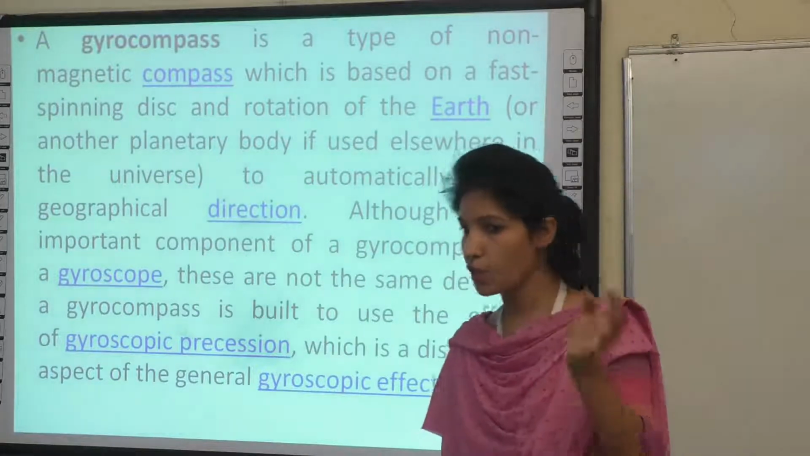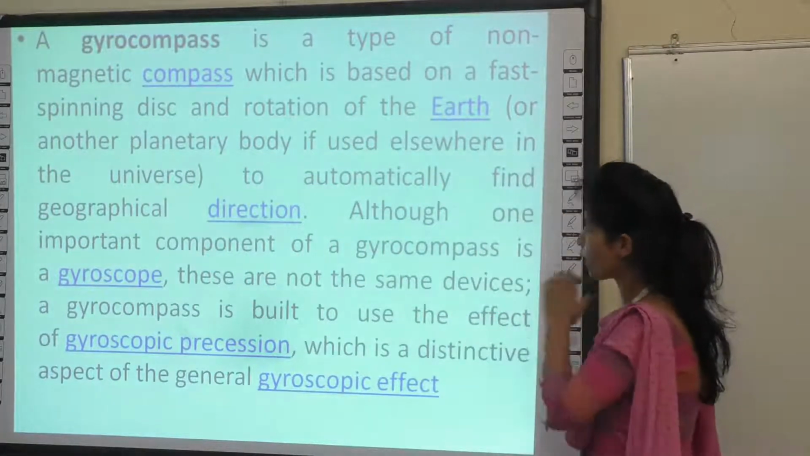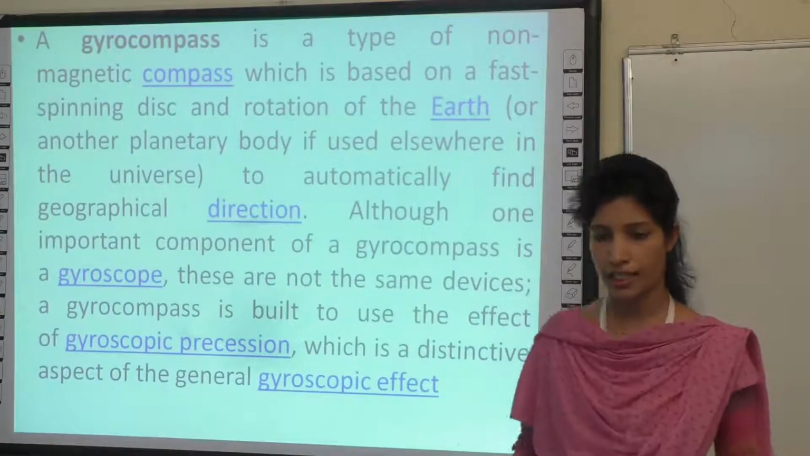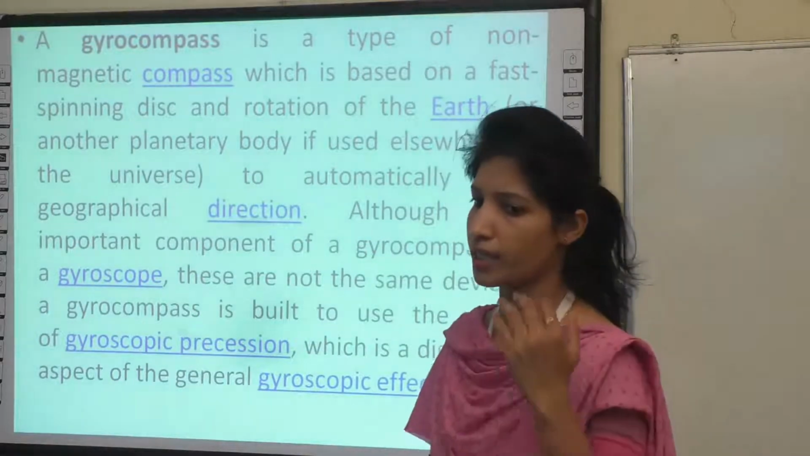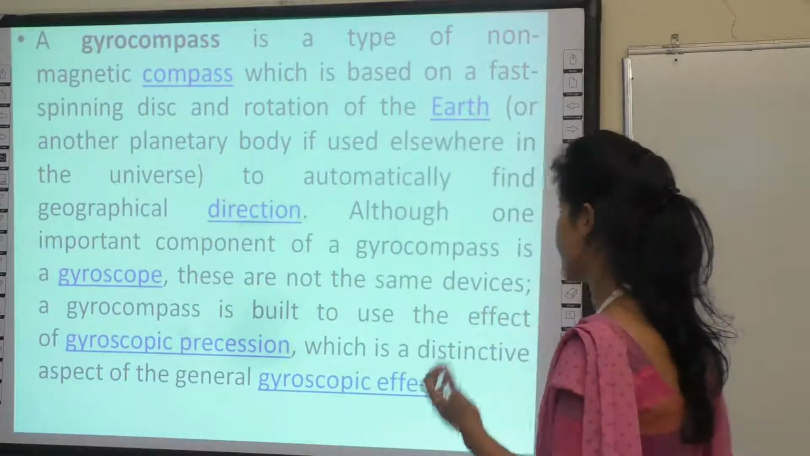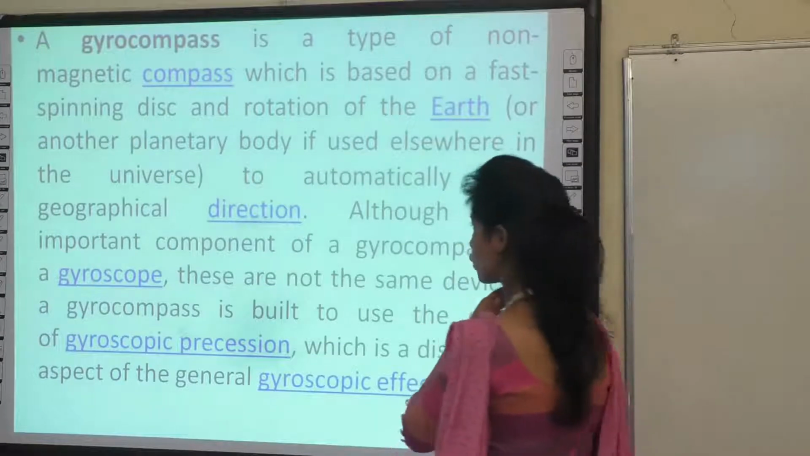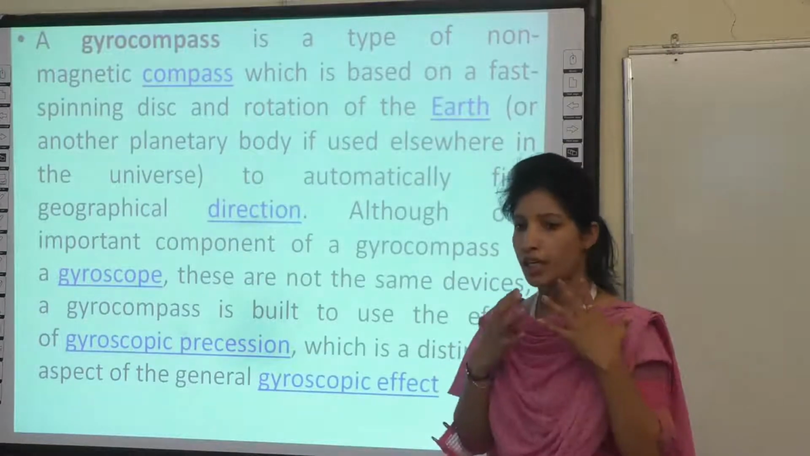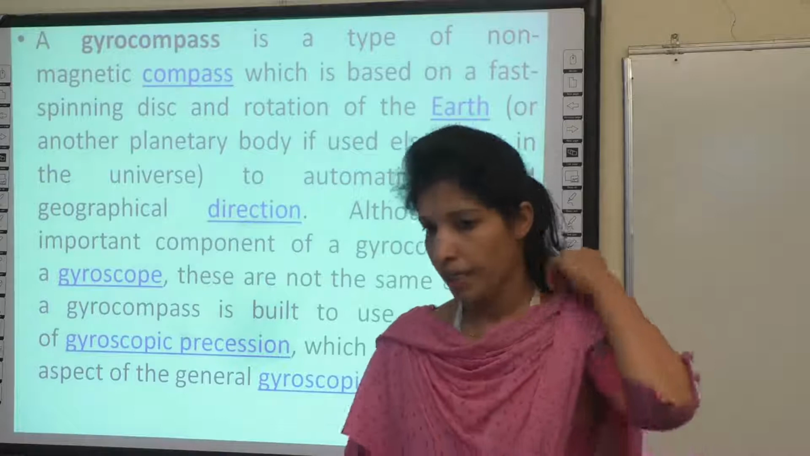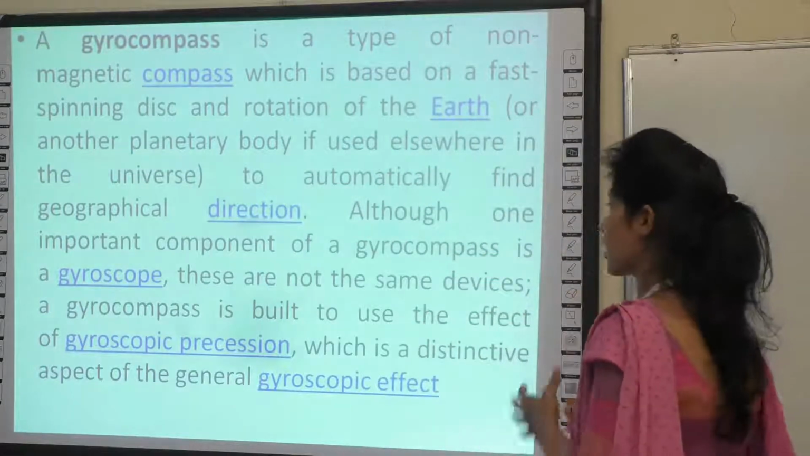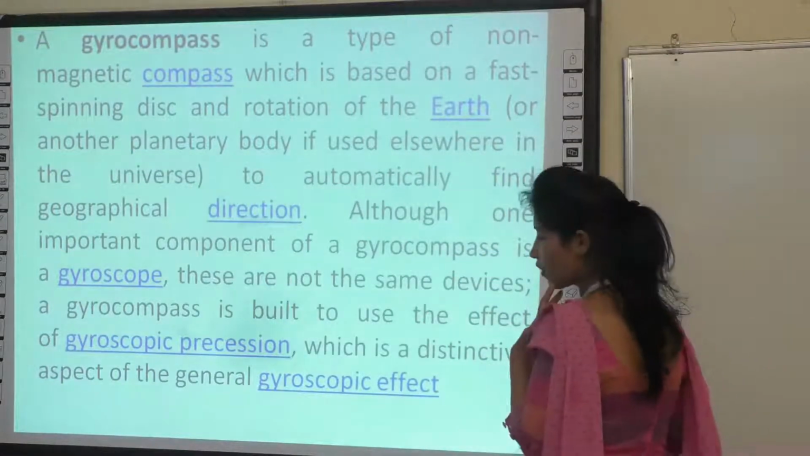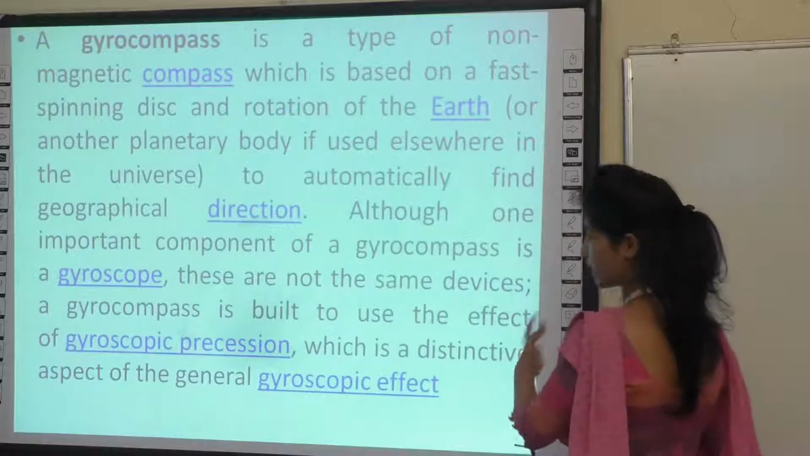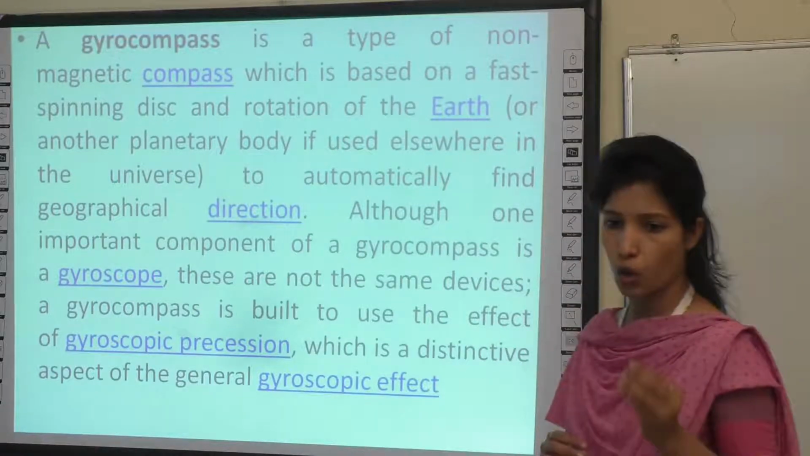Another planetary body is used to explain the universe. So it automatically finds the geographical direction. Now you can come to know the use of it. Although one important component of a gyrocompass is a gyroscope, they are not the same device. The gyrocompass is built on the principle of gyroscopic precession, which is a distinctive aspect of the general gyroscopic effect.